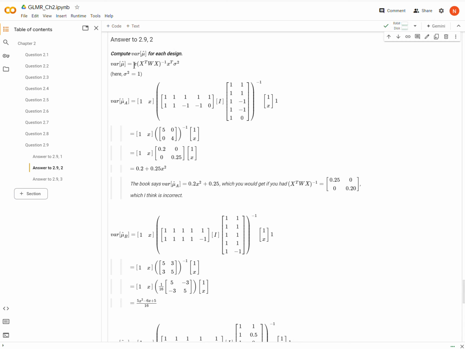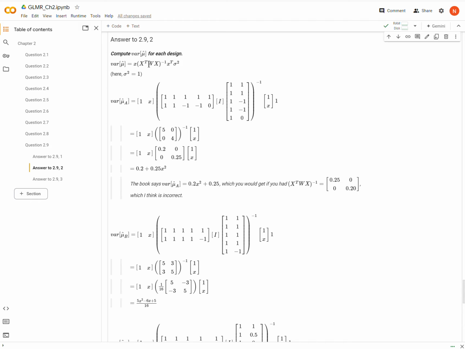The lowercase ones are a vector, where the vector here is 1 for the intercept and x for the prediction, the new x value. Again, in all cases, sigma squared equals 1, so this guy right here is just 1, and it'll just drop out. So let's do it for design matrix A.